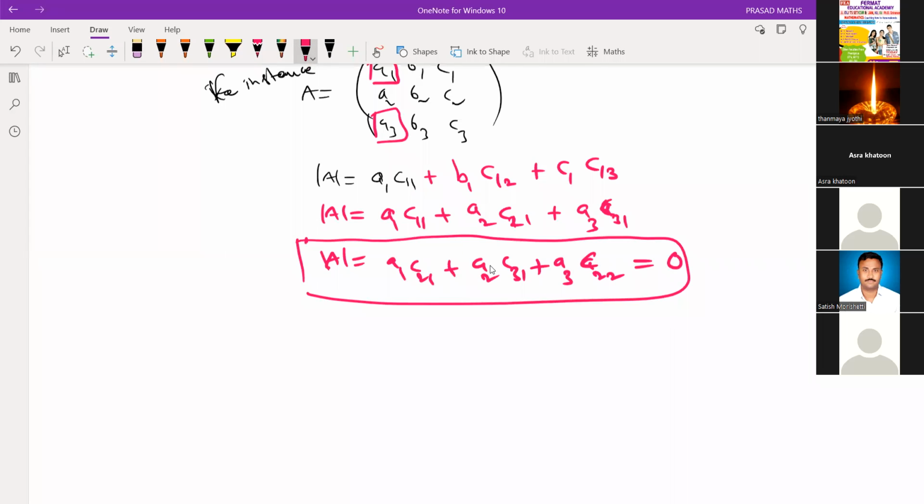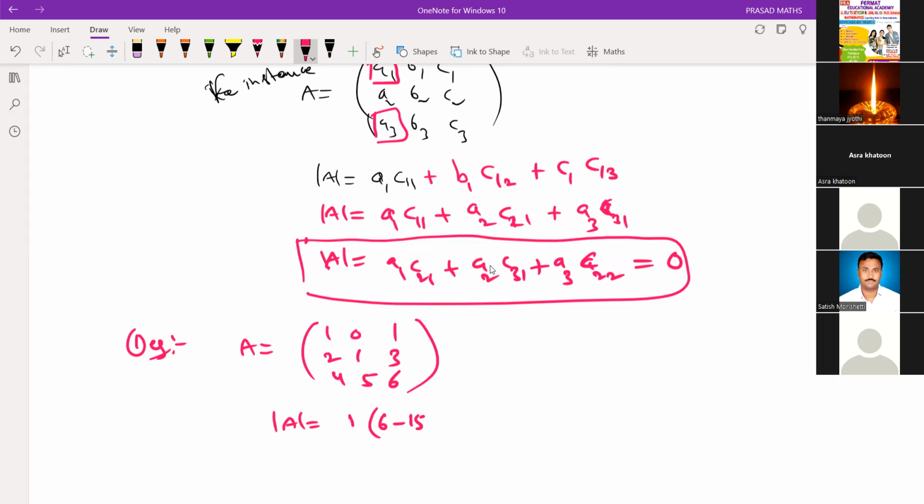It is 0. Right? Next, suppose you take this matrix. Suppose you take A equals 1, 0, 1, 2, 1, 3, 4, 5, 6. You are asked to find what is det A. What is det A? 1 into 6 minus 15. You know this technique already. I don't want to do this. So 0 into 12 minus 12, plus 1 into 10 minus 4. Therefore, this is nothing but minus 9 plus 6. Right? It's nothing but minus 3.